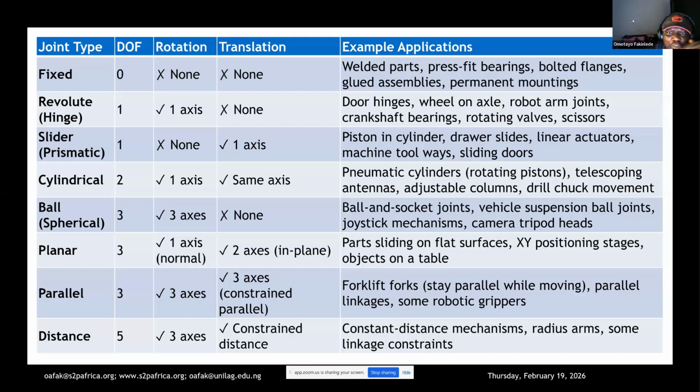These things are easier said than described. I've done a table here for you, because the kinds of joints available in FreeCAD are more than what I'm used to in Fusion. You have fixed, revolute, slider, cylindrical, ball, planar, parallel, distance, and the uses are on this side.